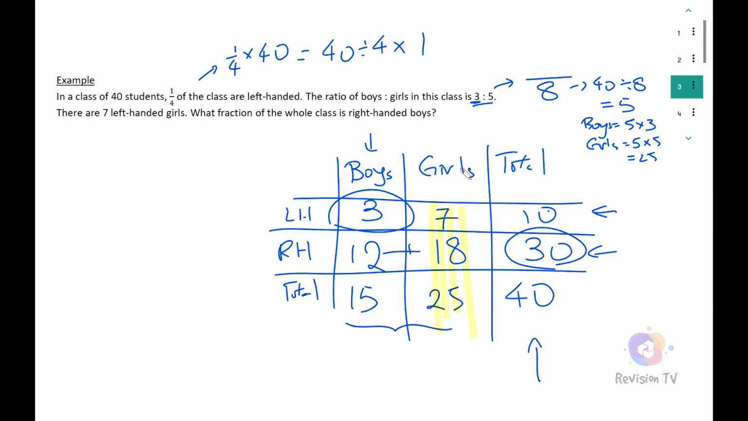What fraction of the whole class is right-handed boys? Right-handed boys is 12. So 12 out of 40. Now, sometimes they will ask you to simplify it, but in here they didn't ask you, so you're fine with that. You can go on and simplify it, and the mark scheme would not deduct any marks unless they say give your answer in simplest form.